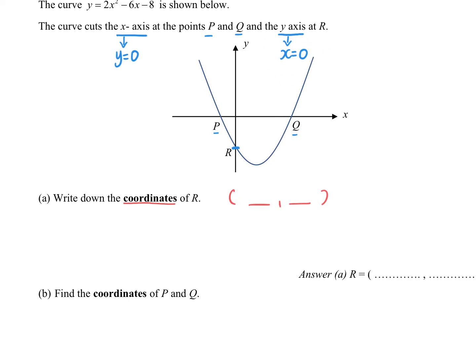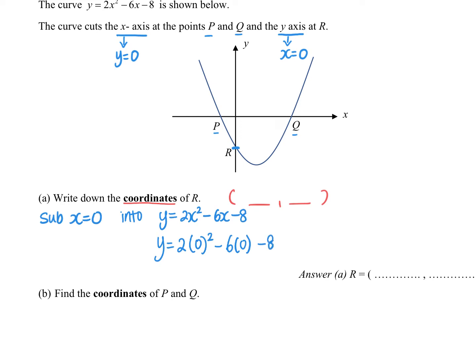So what we're going to do is substitute x equals 0 into our equation. What is our equation? Our equation is y equals 2x squared minus 6x minus 8. So when x is equal to 0, y will be equal to 2 times 0 squared. Anything multiplied by 0 is still 0. 6 times 0, minus 8. So all these values become 0, and the y value is just the number negative 8.